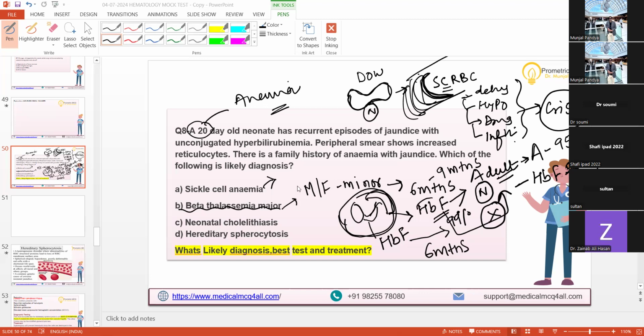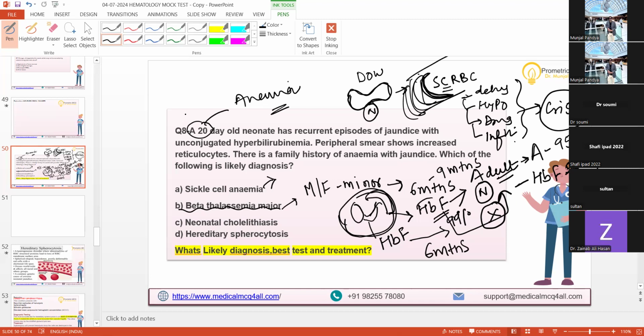Neonatal cholelithiasis: there is nothing showing cholelithiasis, and in cholelithiasis you develop just jaundice. You don't develop anemia, and you won't see an increased reticulocyte count in peripheral blood. So the most fitting answer is hereditary spherocytosis.